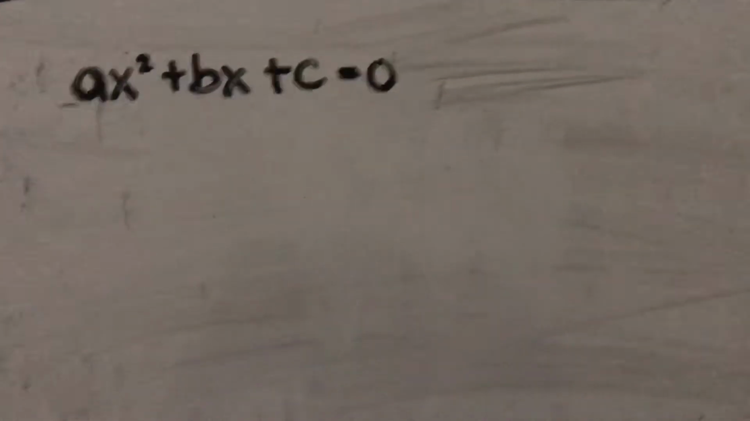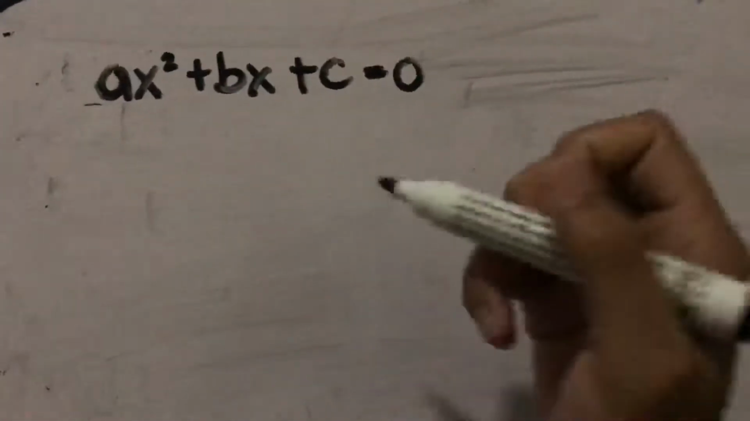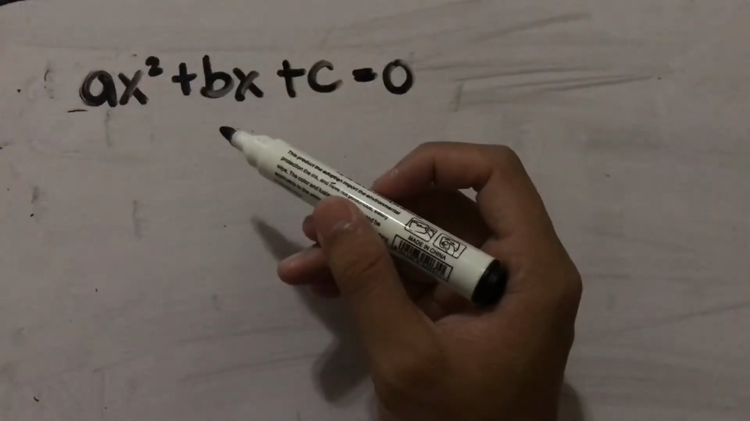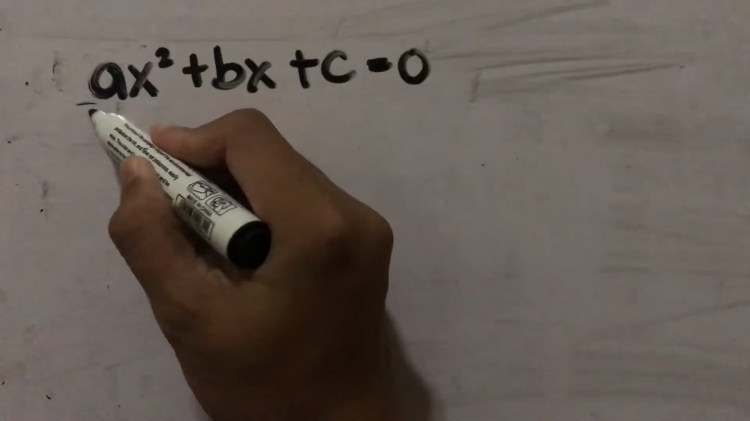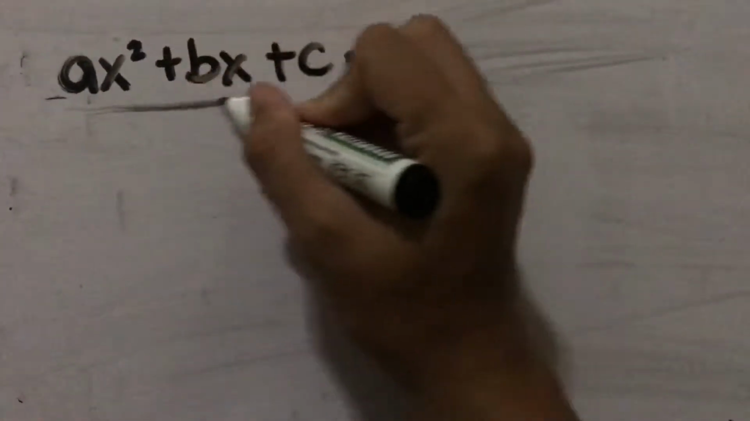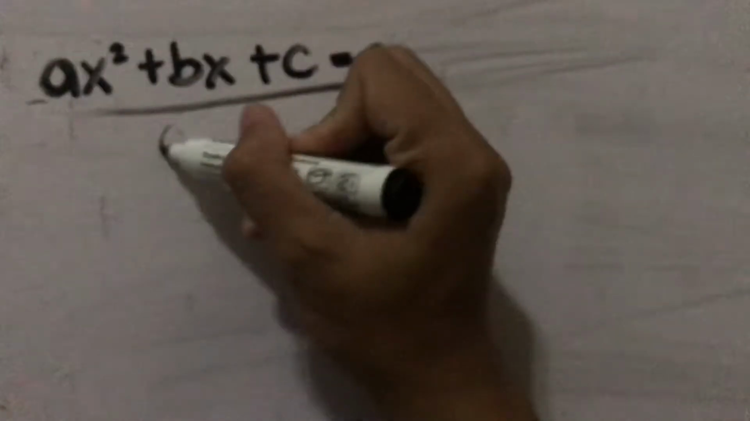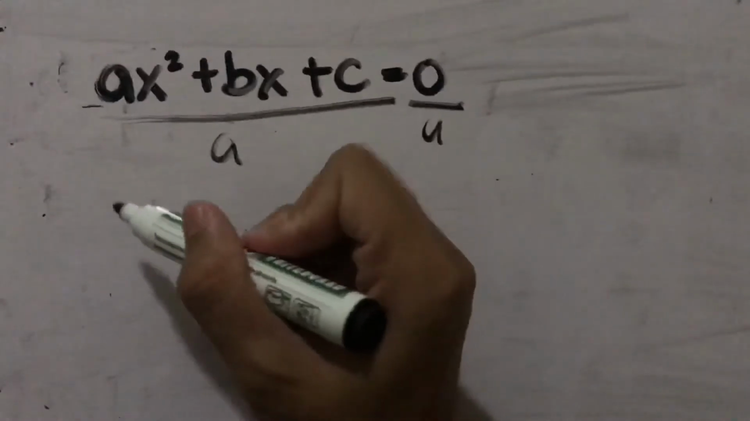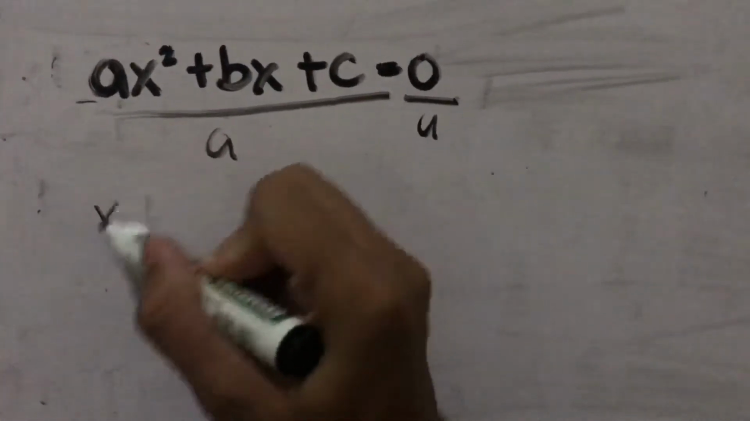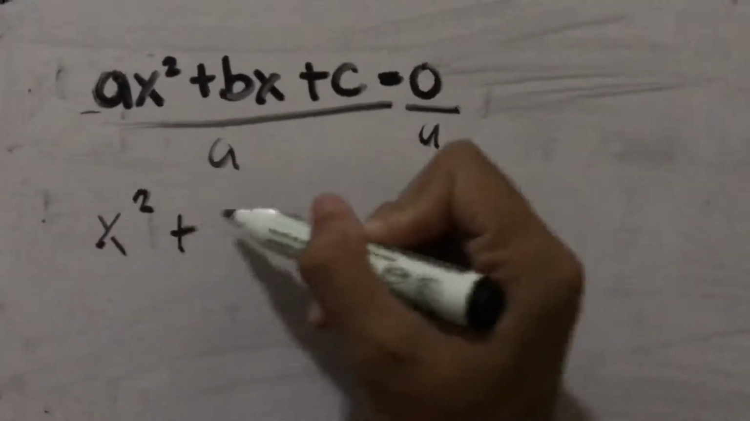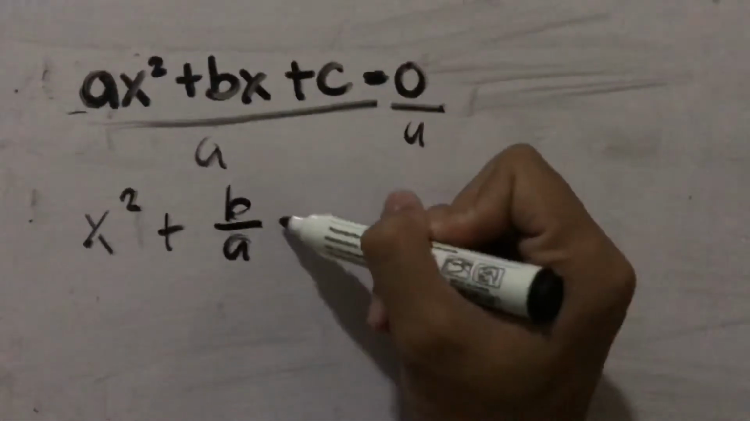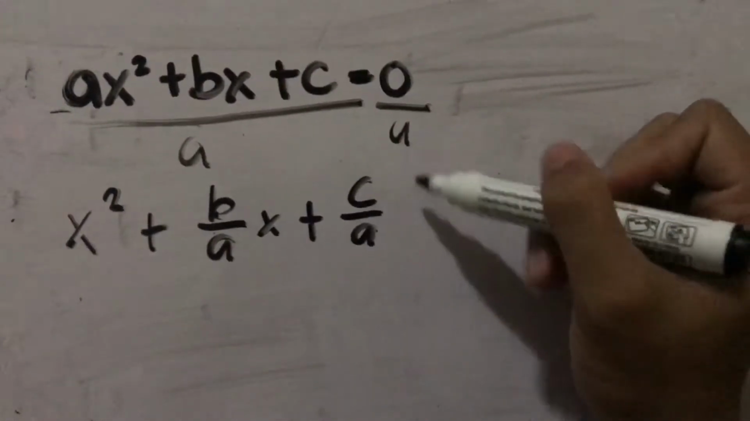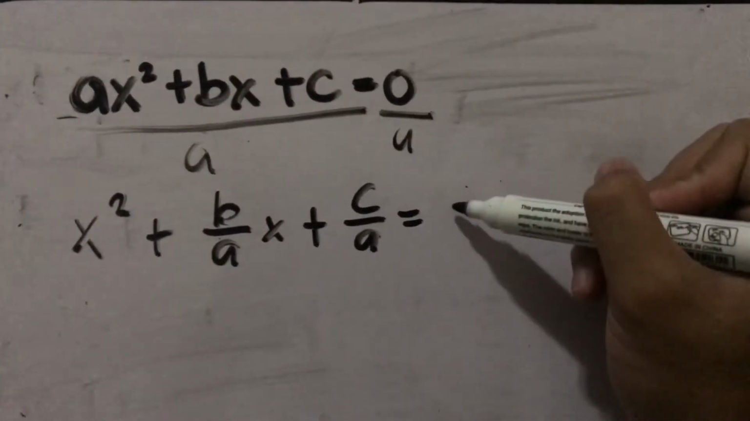So, here is the equation. Take note, if we have a value of a, we need to divide both sides by a. So, we have x squared plus b over a x plus c over a is equal to 0.